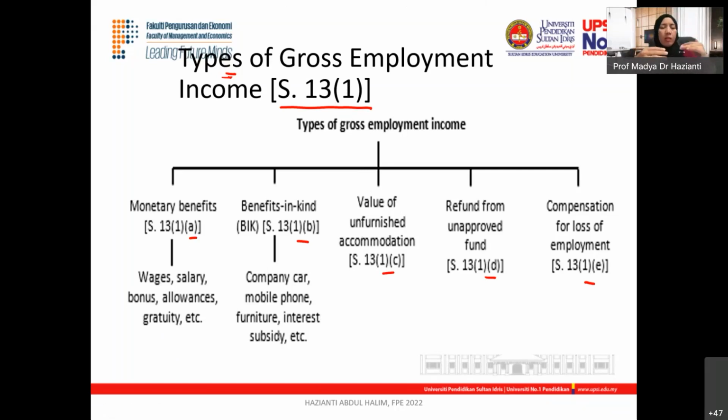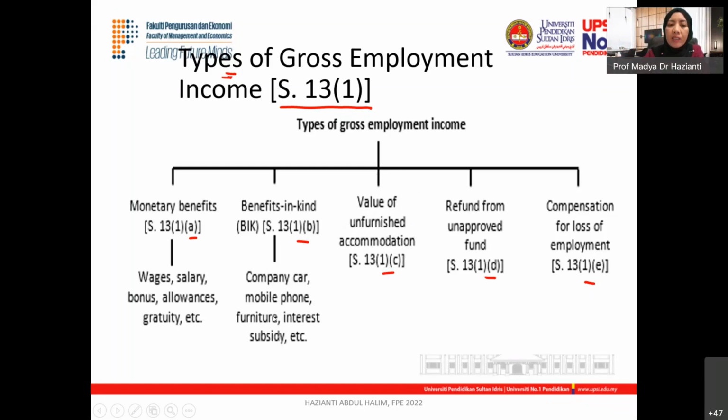It's either you want the benefit in the form of cash or you want the benefit in the form of a car, for example. Want the benefit in the form of petrol allowance, which is cash, or want a car. Okay, yang kita tengok later. And then rumah, value of unfurnished accommodation. Unfurnished because sometimes you might get a house fully furnished, ada aircon, ada perabot semua, but the portion that is taxable is the unfurnished accommodation under section 13.1C.